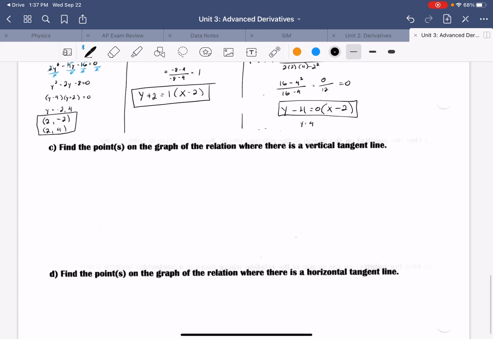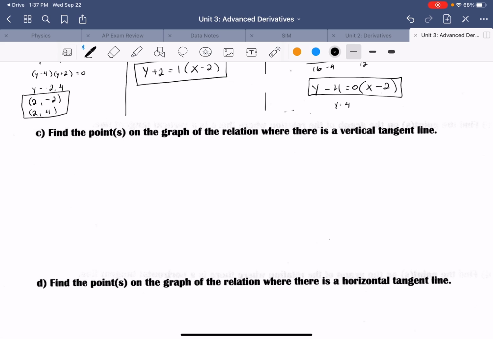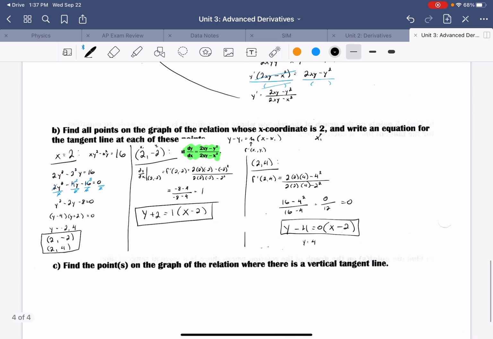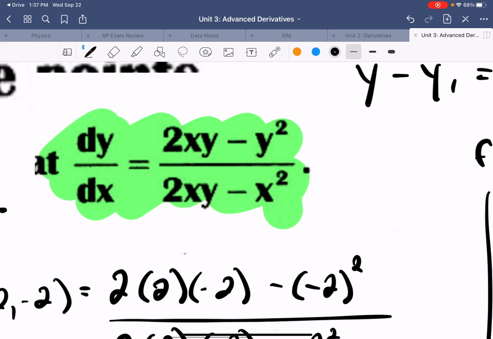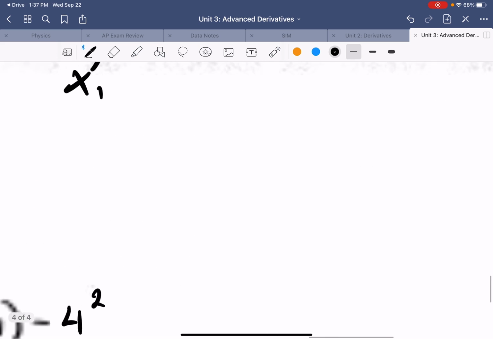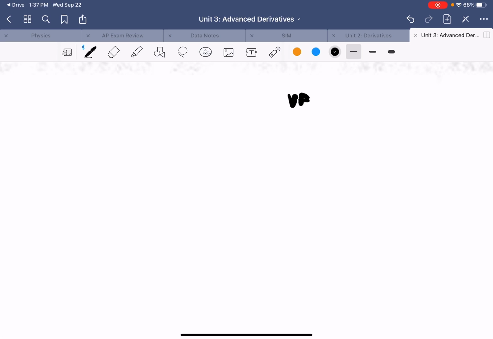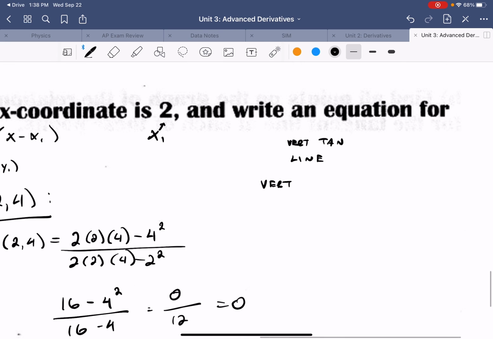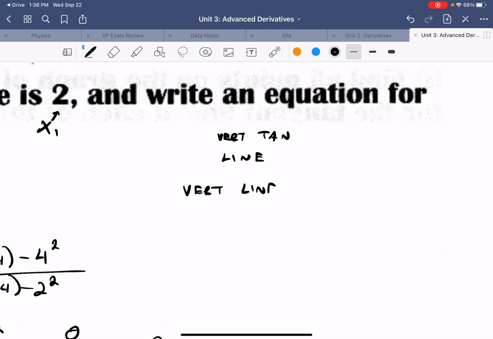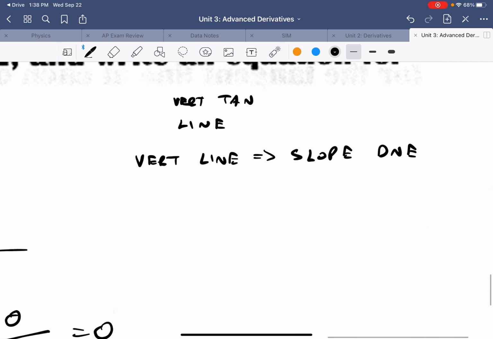All right, moving forward. Find the points in the graph of the relation where there is a vertical tangent line. So just to run through the logic here, if we have a vertical tangent line, well, anytime you have a vertical line, that implies that the slope is undefined or does not exist. And if your slope does not exist, that implies that you're dividing by 0.